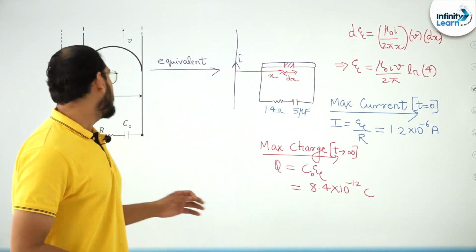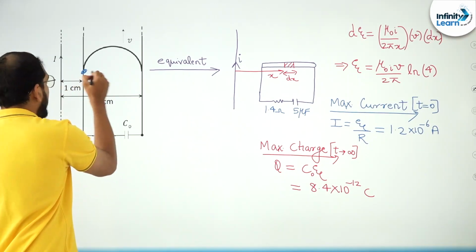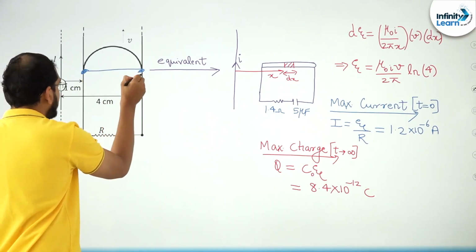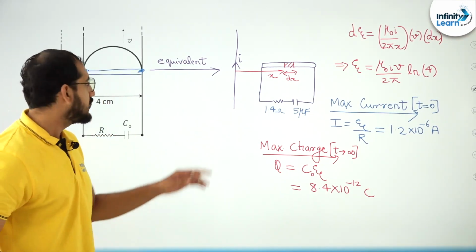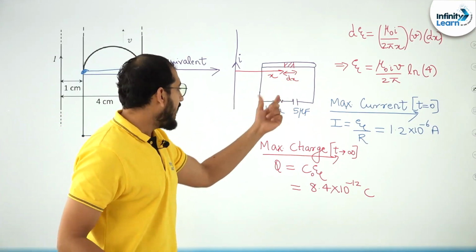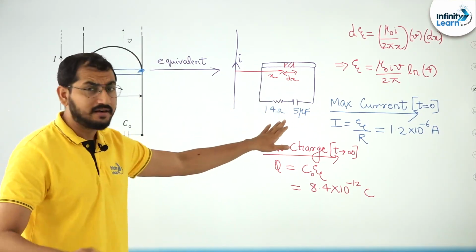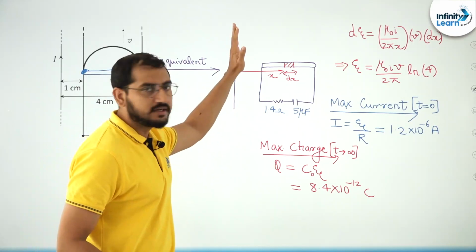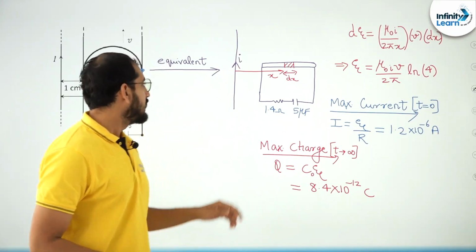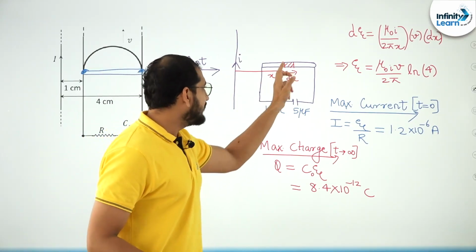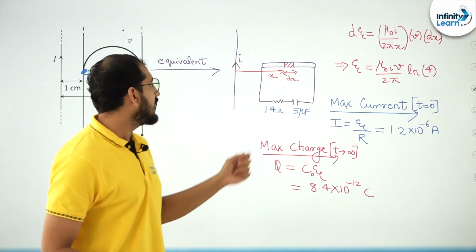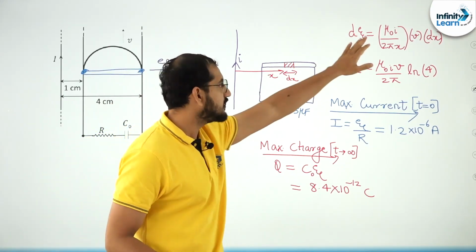What I can do is, if I join this point and this point of the semicircle, I'll get an imaginary rod. That rod I have shown over here, and the resistor and capacitor are connected as it is. Current is flowing over here, right? Okay, so first, at a distance of x, I'll take an element dx. I'll calculate how much EMF is produced in this element, right?